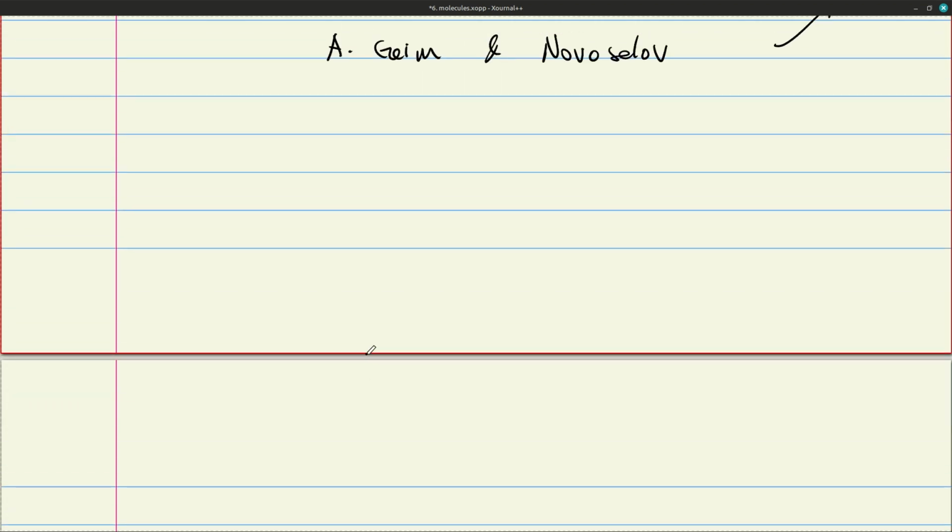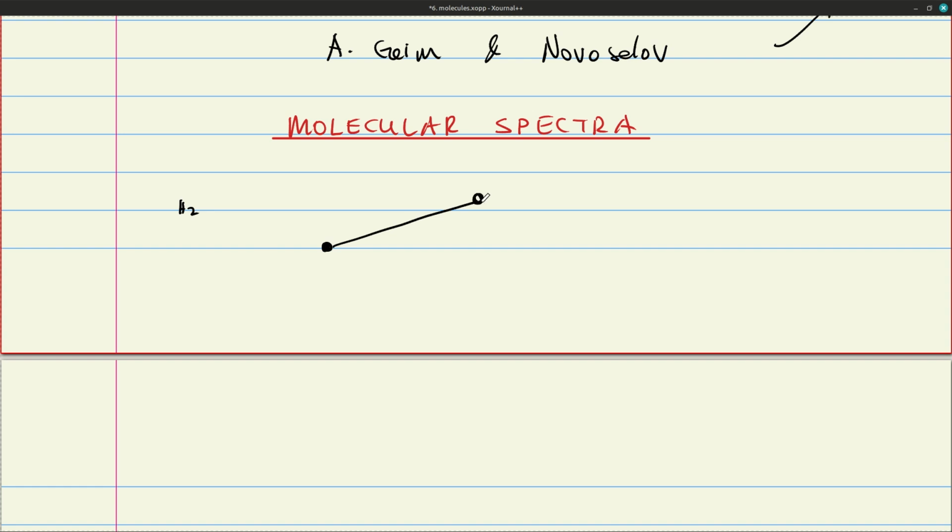And today I want to talk about molecular spectra. So, okay, last time we started talking about the simplest molecule, which was something like H2, for example, which you can think about like some kind of a dumbbell, right?